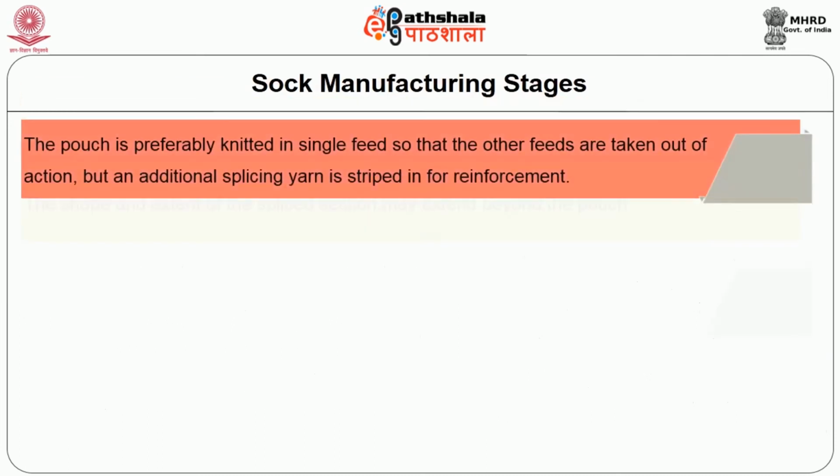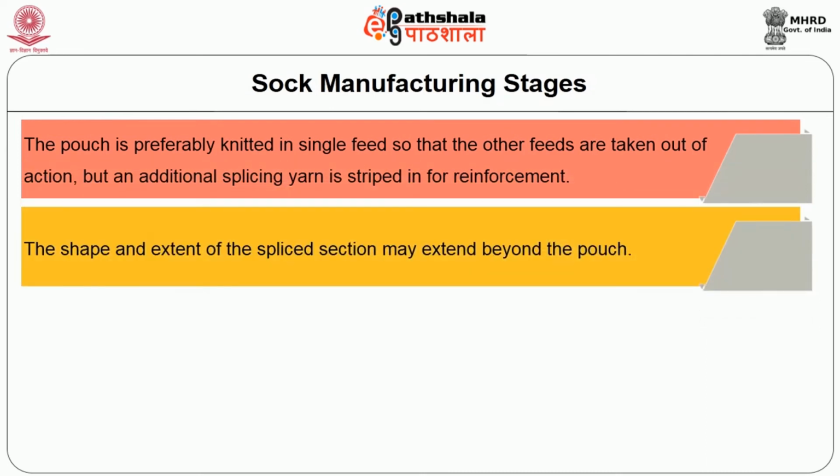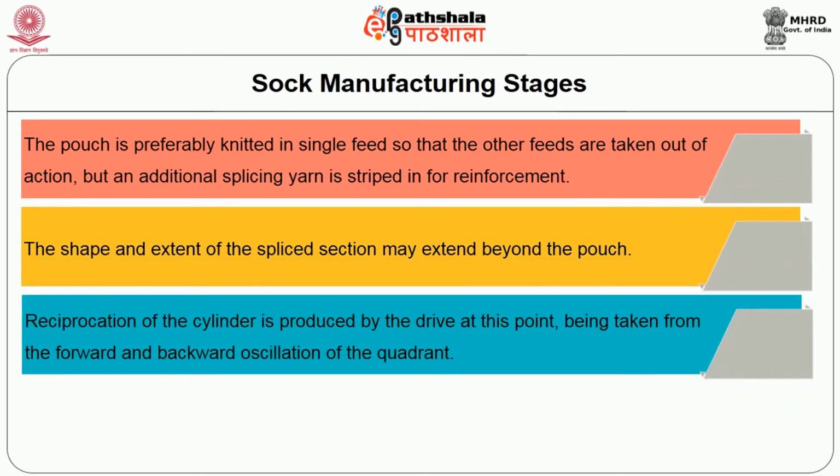The pouch is preferably knitted in single feed so that other feeds are taken out of action, but additional splicing yarn is striped in for reinforcement. The shape and extent of the spliced section may extend beyond the pouch. The reciprocation of the cylinder is produced by the drive at this point being taken from the forward and backward oscillation of the quadrant.